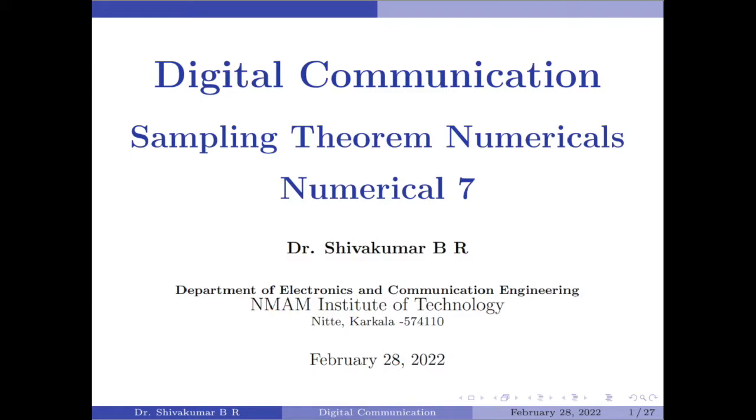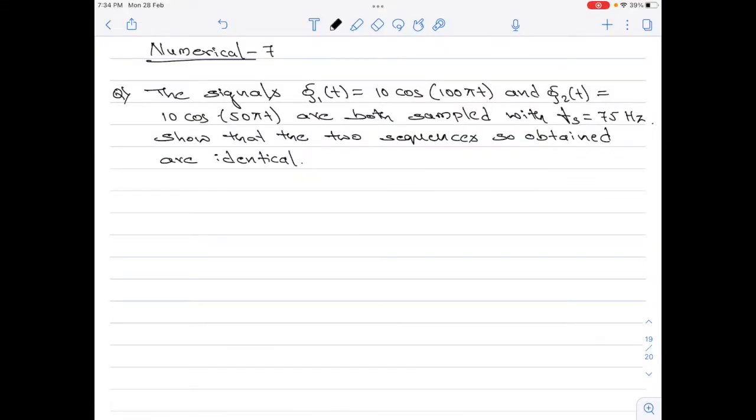In this video, I am going to take up the 7th numerical on sampling theorem. I will read out the question first. The signals g1(t) = 10 cos 100 pi t and g2(t) = 10 cos 50 pi t are both sampled with a sampling frequency of Fs = 75 Hz. Show that the two sequences so obtained are identical.